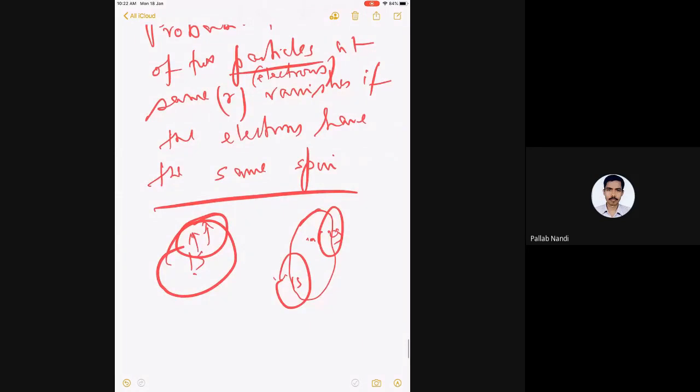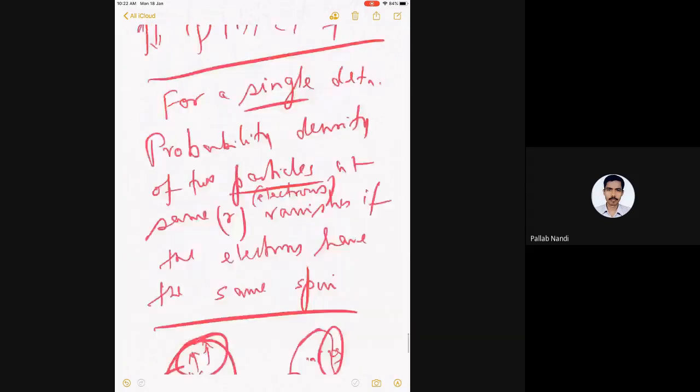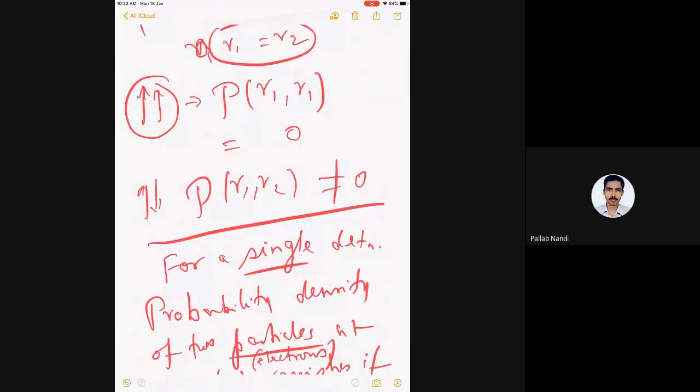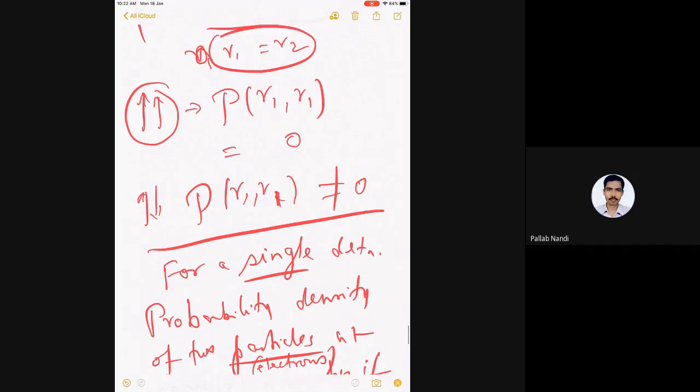But if either in the 1s orbital or 1s2 orbital they have anti-parallel spin, then the probability is not zero, which means they can come and survive at the same point. Sorry, this is R1, R1.